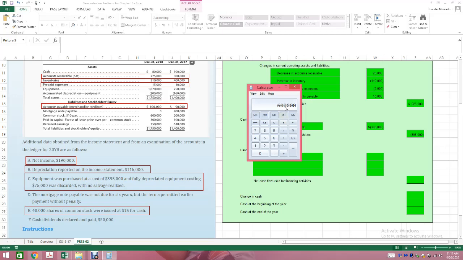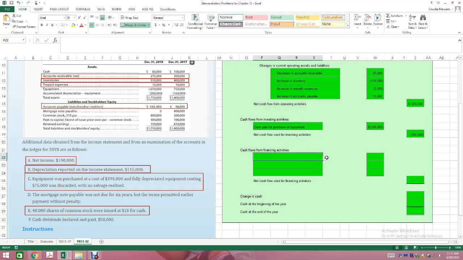So what happens here is you give your stockholders a stock certificate. They give you cash. So you received $600,000 in cash because you issued stock. So here we're going to have cash received from the sale of common stock. How much did you receive? $600,000. Okay. Now, here they gave you the number of shares of stock and the price.